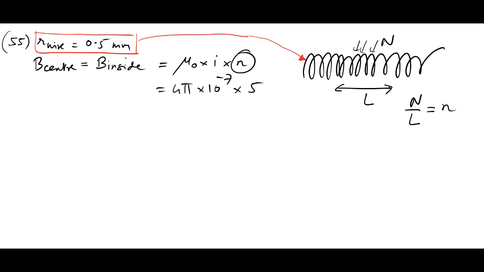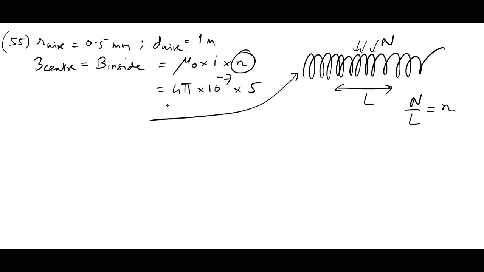Now I'll just convert this to diameter first. The radius of the wire, if it is 0.5 mm, then the diameter of the wire must be equal to 1 mm. And I'll redraw this circuit in a slightly different way.